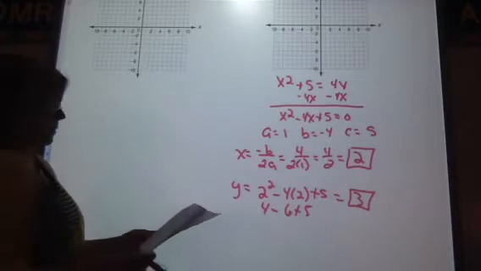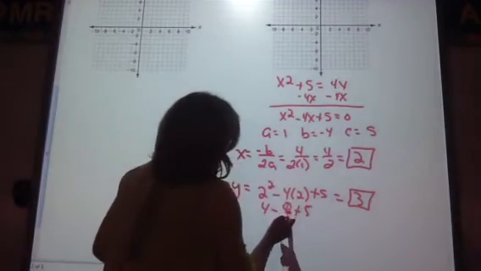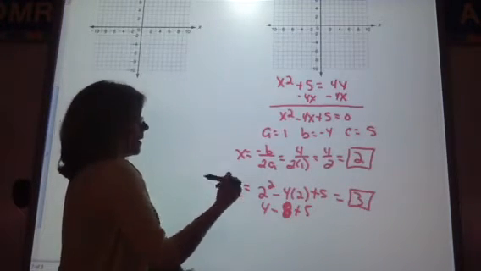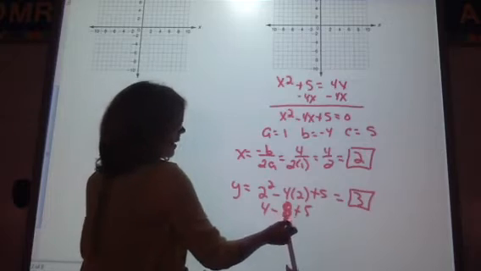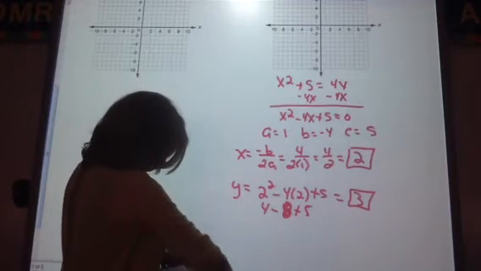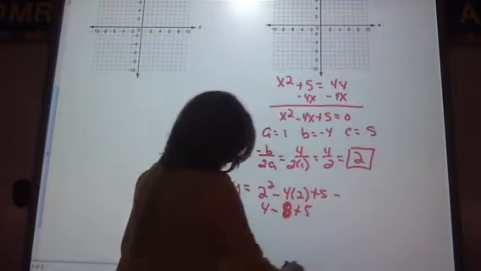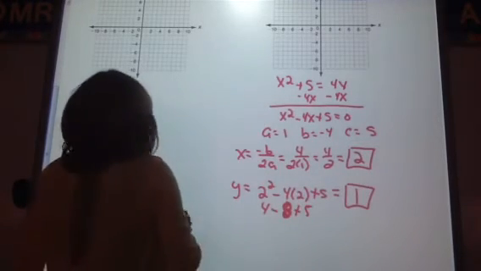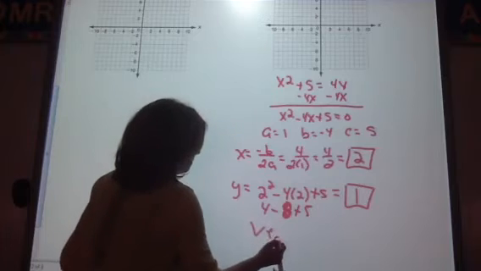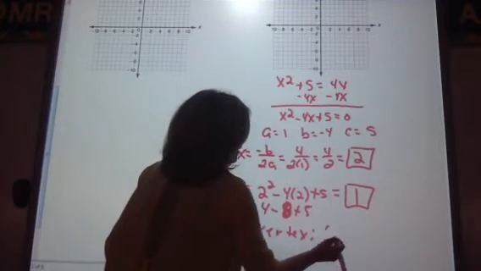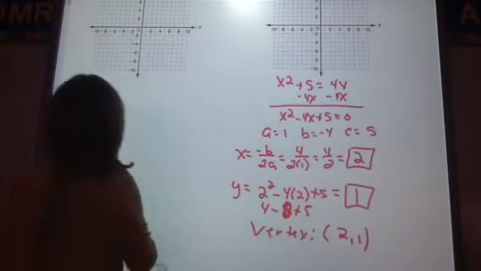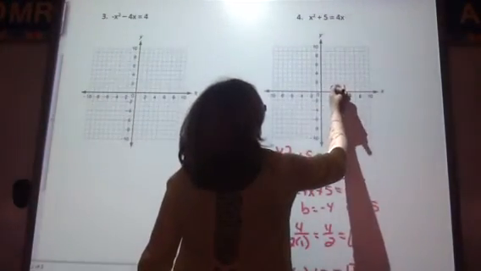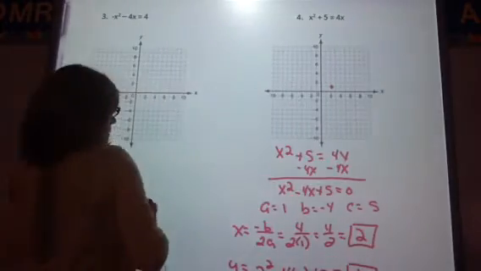And no, it's not. Where did I mess up? Oh, this right here, guys. This is 8. So 4 minus 8 is a negative 4. A negative 4 plus 5 is a positive 1. Okay, so my vertex is going to be at 2, 1. Let's go ahead and graph that. Positive 2, positive 1. There's my vertex.